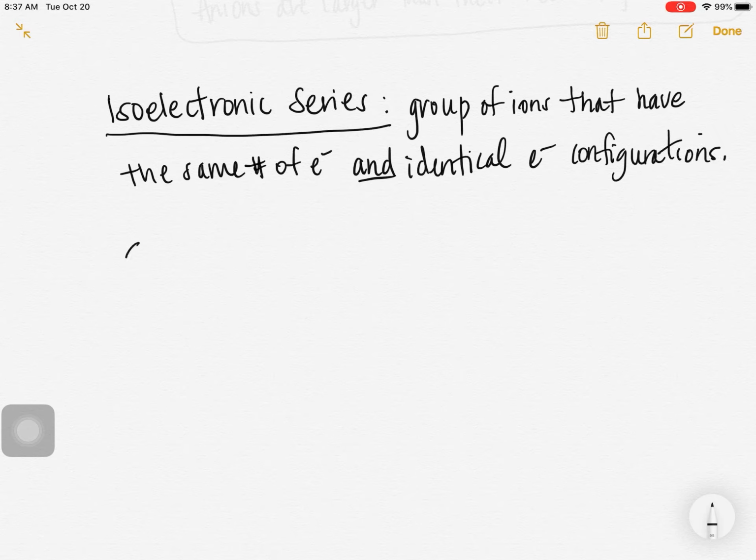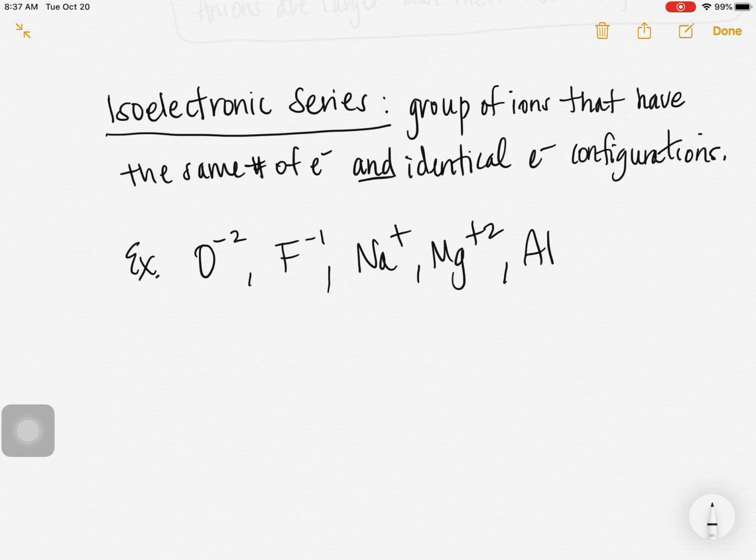Okay, so a perfect example of an isoelectronic series would be O minus 2, F minus 1, Na plus 1, Mg plus 2. We could keep going. Aluminum plus 3. Okay, so the reason they fit this idea of isoelectronic is the fact that all of these species, or ions in this case, whether they're anions who have gained or cations who have lost, they all have 10 electrons. So that fits the first part of this definition, that they're a group of ions that have the same number of electrons. Okay, so check, they fit that criteria.